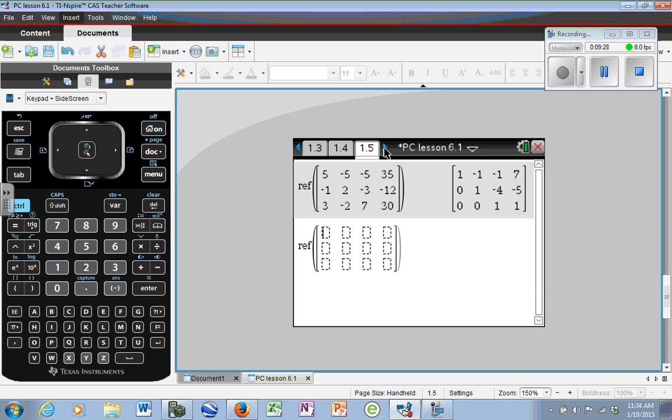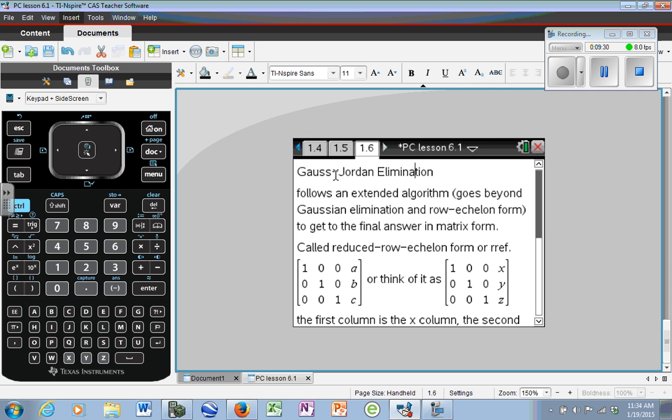And so another guy comes along and says, okay, Gauss's method was pretty good, but let's go a little bit further. And on the sidebar of page 369, you get a little study tip there, which shows another process for going through. And I've taught myself that, but it's rather time consuming. So we're just going to cut to the chase of what Jordan did here. And it follows an extended algorithm. It goes beyond the Gaussian elimination in row echelon form to get to the final answer in matrix form. And this one's called reduced row echelon form.